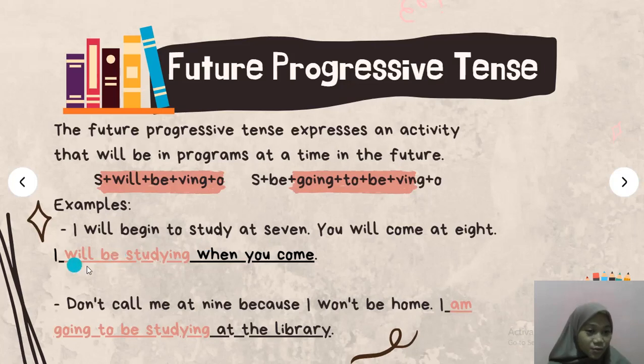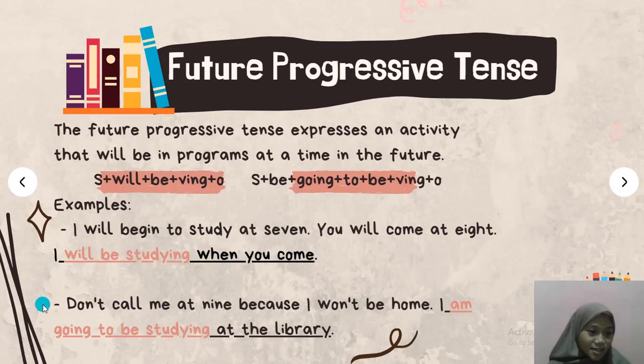Subject, and here is will, be, and verb ing, studying. Verb ing like studying, reading, writing, buying, walking, and others. And when you come is a complement or object. Actually, here is a clause, guys, as an object.